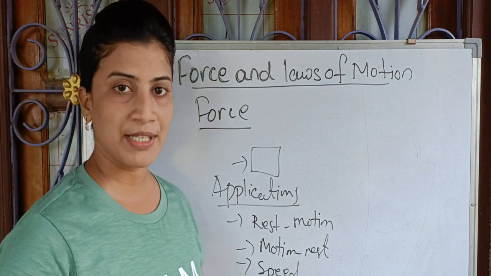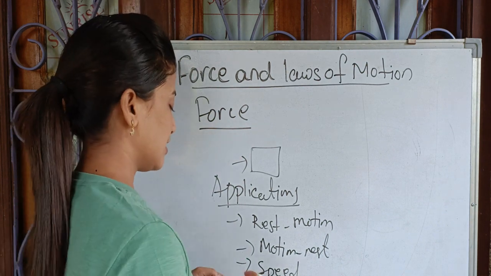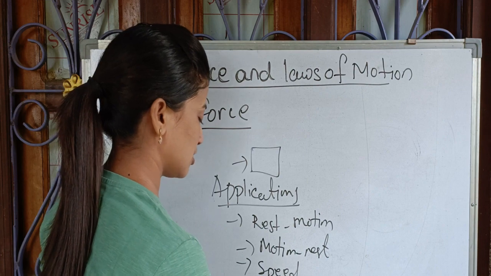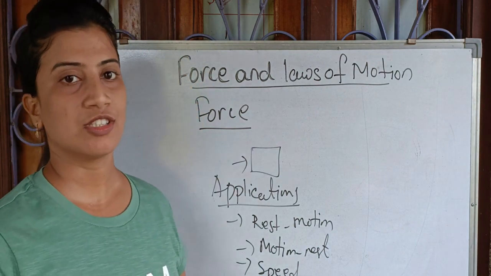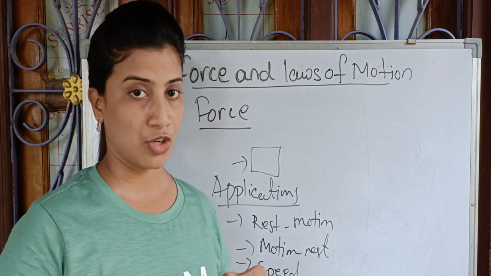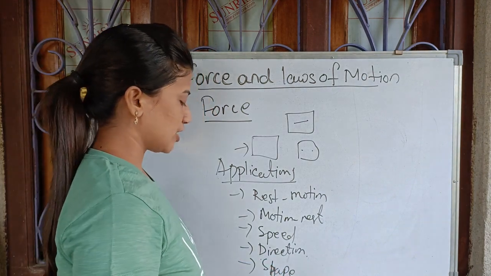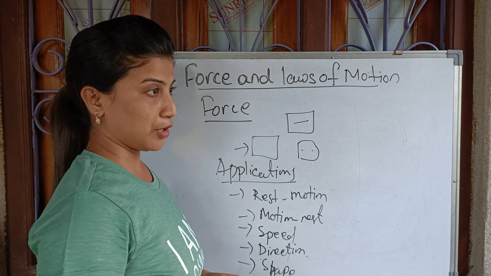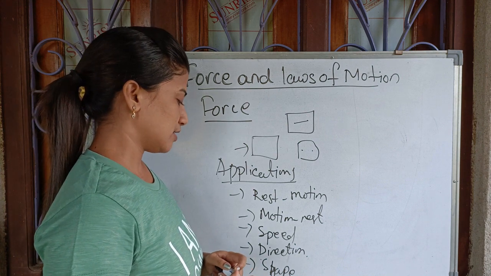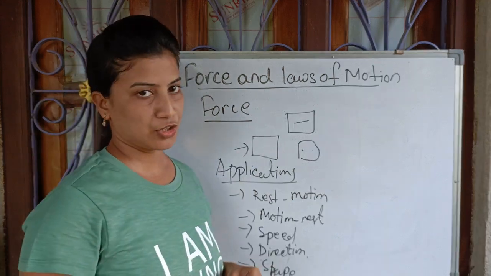Now coming to the last application of force, that is by applying force on a body, we can simply change the shape of a body, but not the shape of every body. We can change the shape of a non-rigid body. So you should understand what is rigid and what is not. By applying force on a body, we can simply change the shape of a non-rigid body, the body which is not rigid.